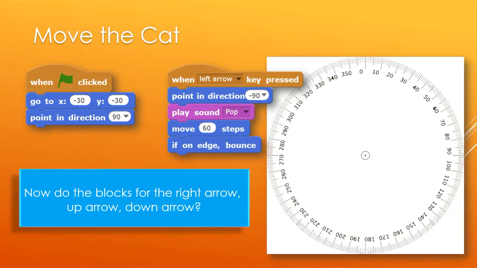Let's start moving our cat around. Copy the code that's on the board there. We first start off with the green flag. When clicked, we go to x minus 30 and y minus 30, and we point in a particular direction. Which one's the cat and which one's the money? This is the cat. Move the cat. You do this on the cat sprite. Make sure that you've got the blue block around it, or it appears in the top right-hand corner of your scripts area.